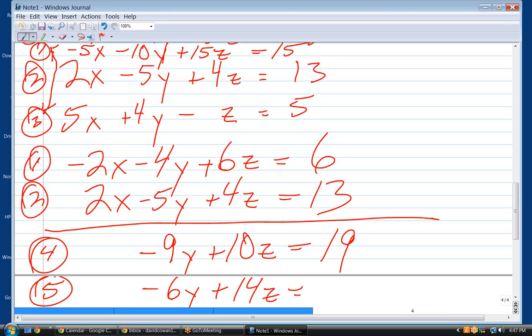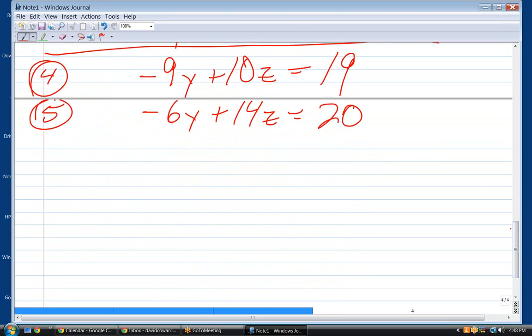And 1 and 5 is 15 plus 5, so I got 20 there. Okay? So now I'm down to 2 equations and 2 unknowns. Well, I know how to solve these. In other words, I've already gone through a solution. We'll do it, but once you get down to 2 equations and 2 unknowns, assuming you know how to solve this, I'll be able to solve for one of these variables.